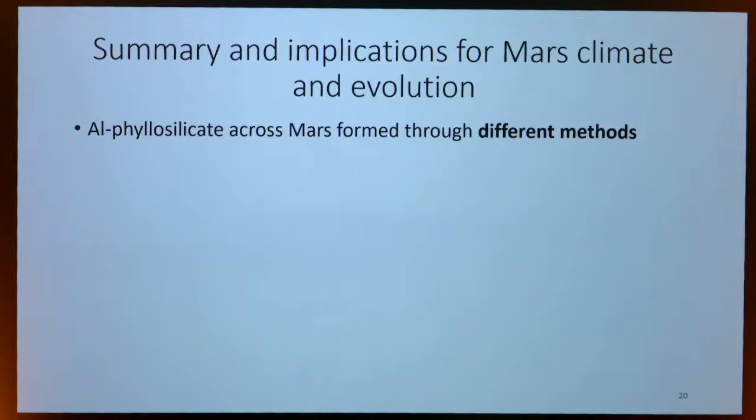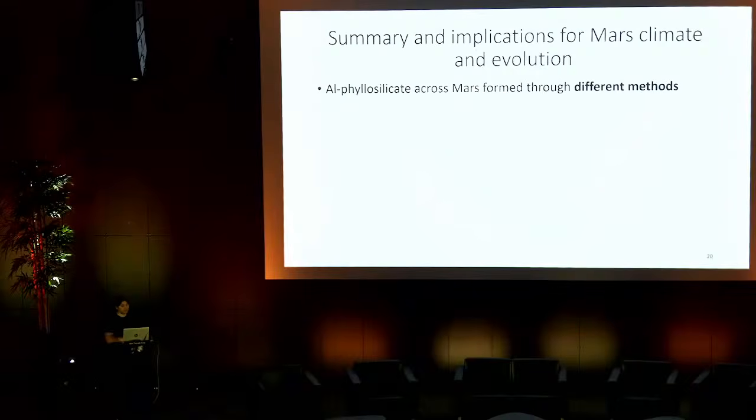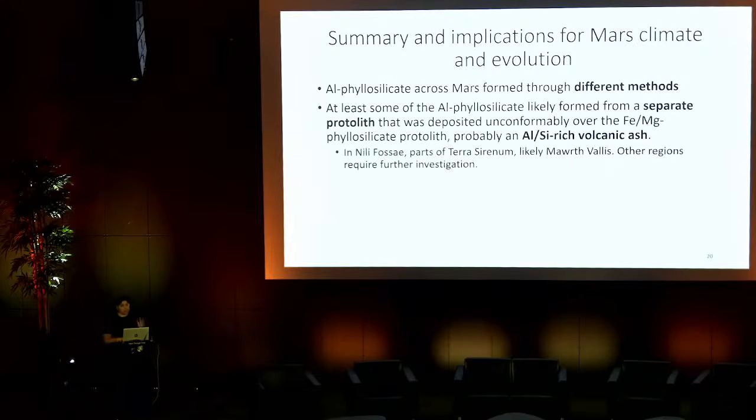So just to summarize these results and talk about some of the implications, we're finding that aluminum phyllosilicate across Mars likely formed through different methods, and at least some of it was from a separate protolith that was deposited unconformably over the iron magnesium phyllosilicate protolith, probably an aluminum and silicon-rich volcanic ash or other fine-grained pyroclastic deposit. This appears to be the case in Nili Fossae and parts of Terra Sirenum. Possibly Marthalis, previous work has suggested it, and other regions as well as Marthalis require further investigation.